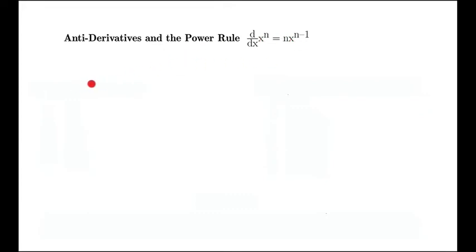To do that, let's make a table. So let's write capital F of x on this side, and the derivative, capital F prime of x, which will be little f of x, on the other side. And so let's take different functions for capital F of x and see what we get over here.